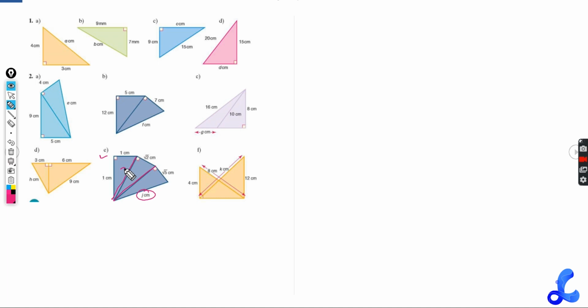So let's name this a, let's name this b. In order to find out a, which is the hypotenuse side, a square equals 1 square plus 1 square. A square equals 1 plus 1, which is a square equals 2, and then a equals under root 2. 1.41 is what we are getting as a. So a equals 1.41.